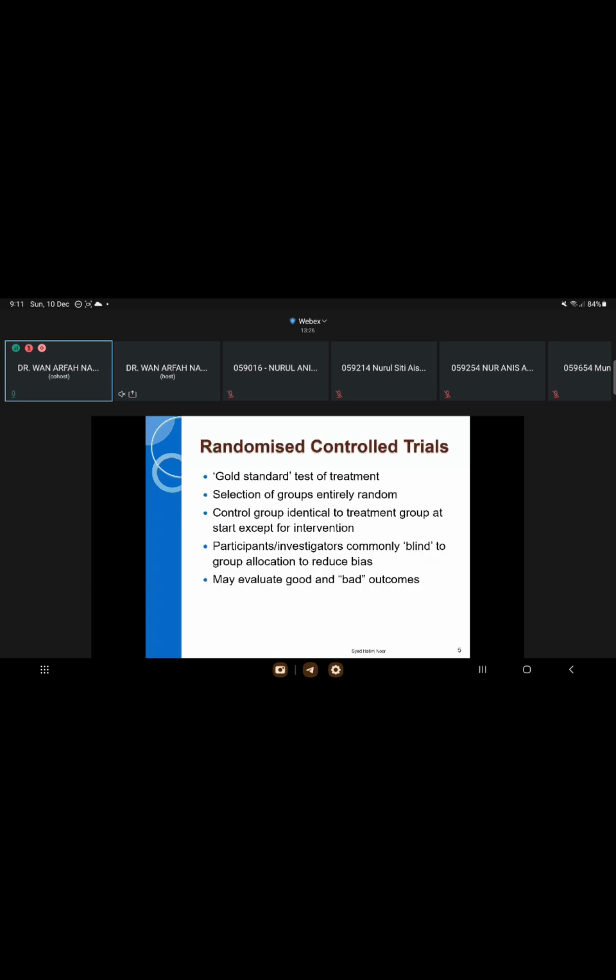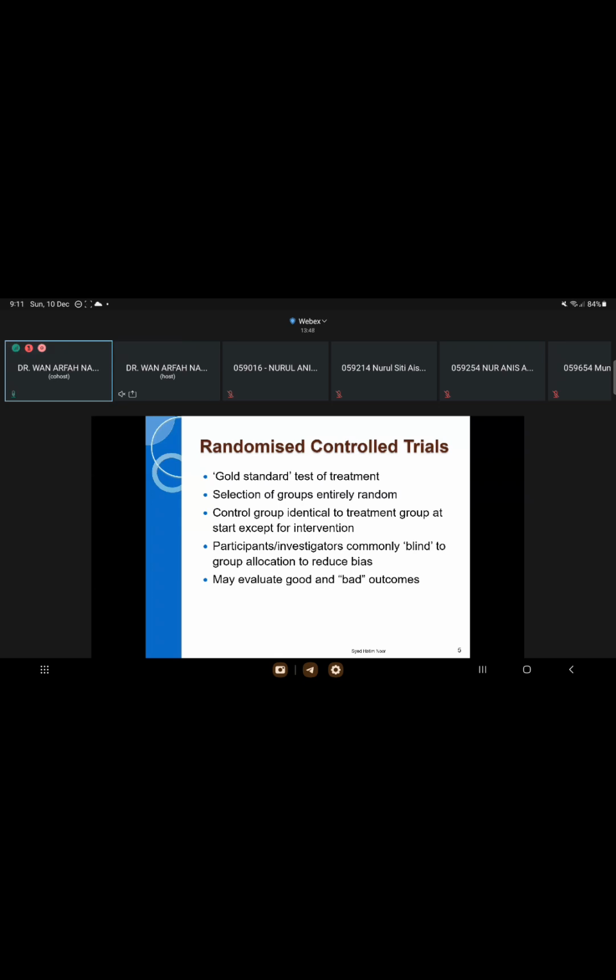So that is the purpose of doing randomization, to avoid bias, especially the selection bias. So RCT is basically the gold standard test of treatment. The selection of group is entirely random, right? When we start the intervention, when we start the trial, the control group and the treatment group must be identical.